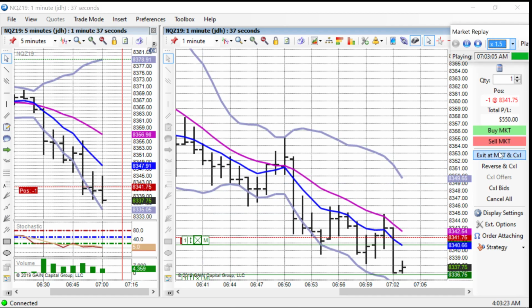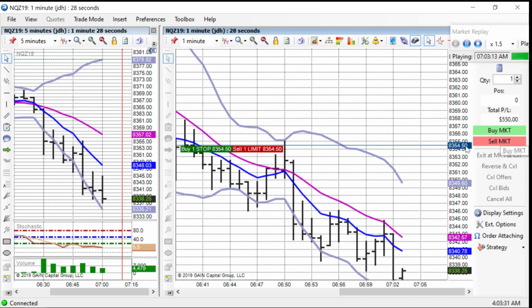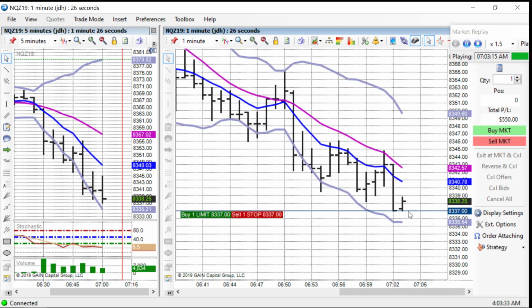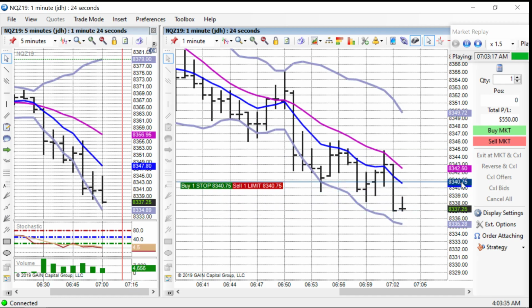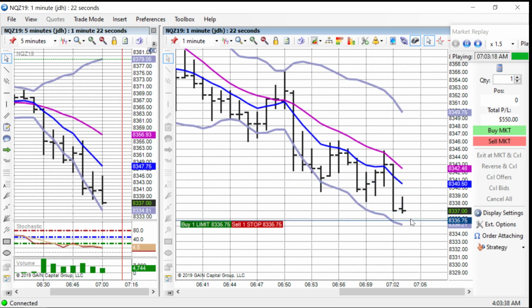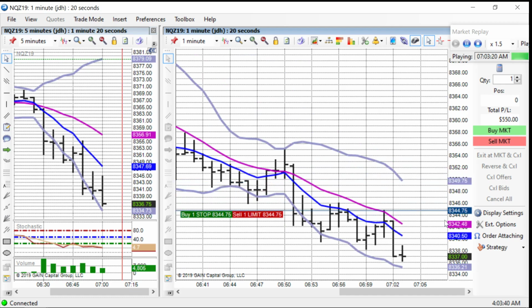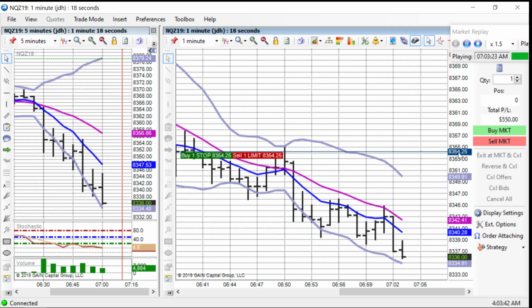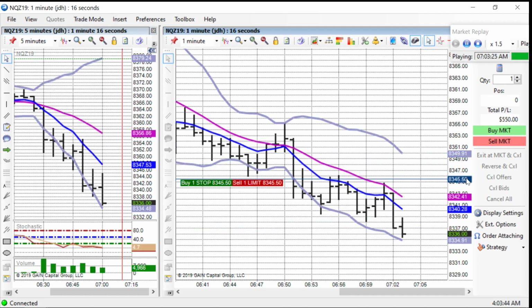Is that going to hit my target? I don't know, so I'll just get out. Better be safe than sorry. It looks like it's reversing on me there before it hit the target. There, it would have hit the target had I waited a little bit more. That's okay.